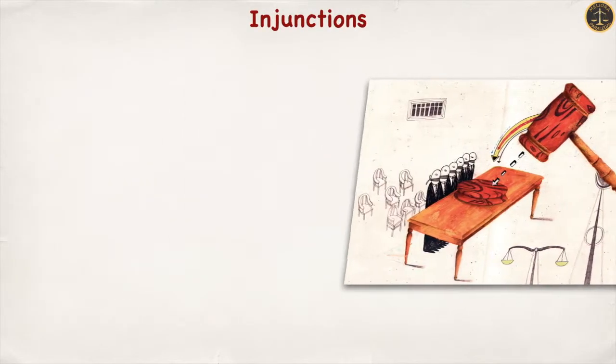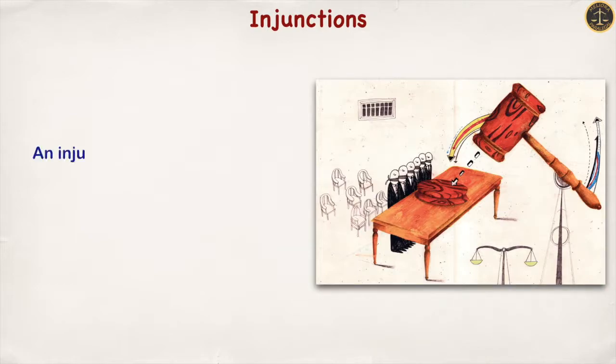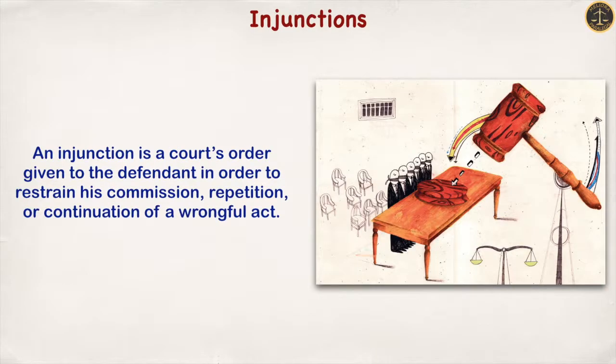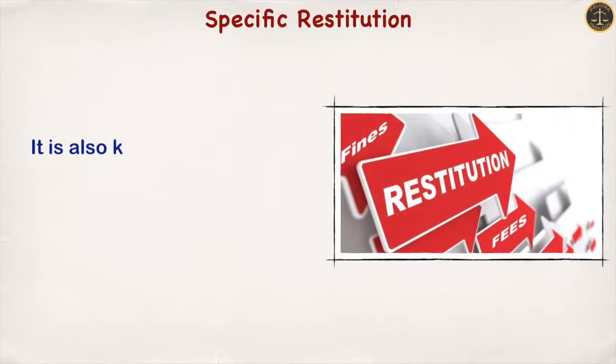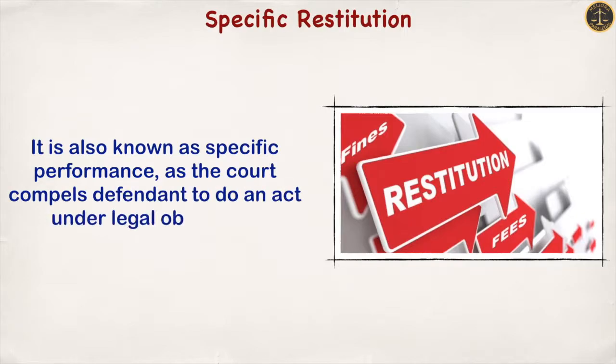An injunction is a court's order given to the defendant in order to restrain his commission, repetition, or continuation of a wrongful act. Now, come to the last type of legal remedy, that is specific restitution. It is also known as specific performance, as the court compels the defendant to do an act under legal obligation. Normally, in property cases, such legal remedy is awarded.